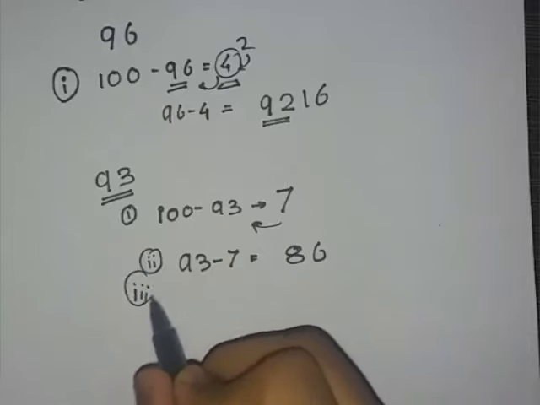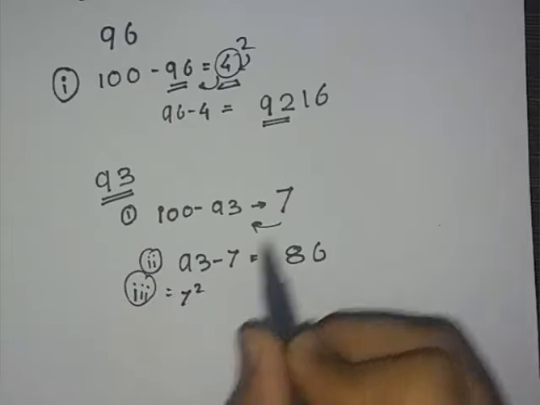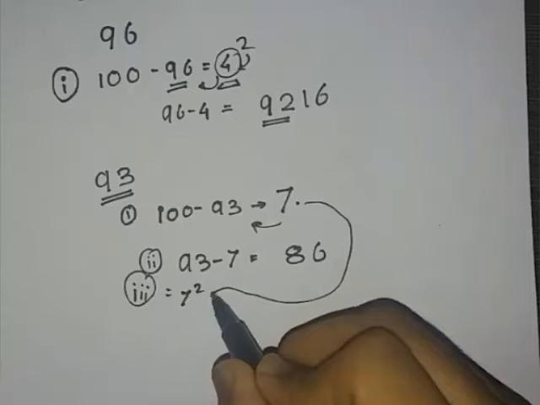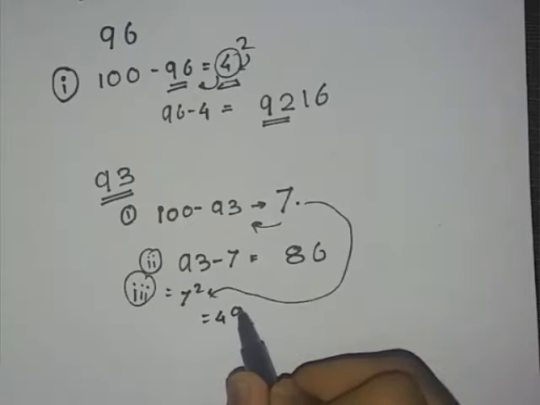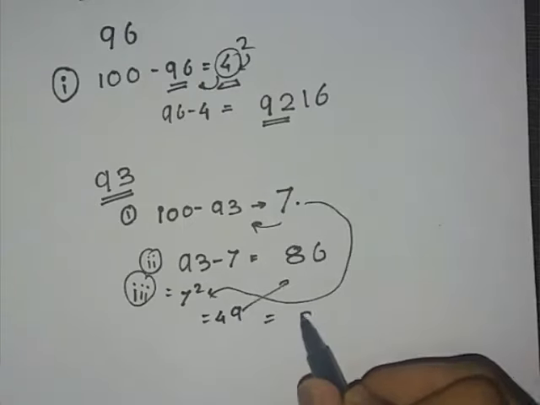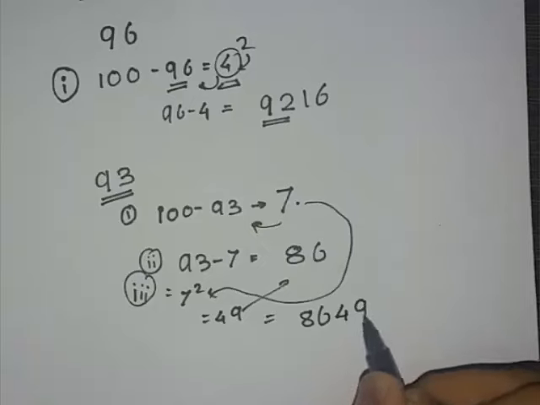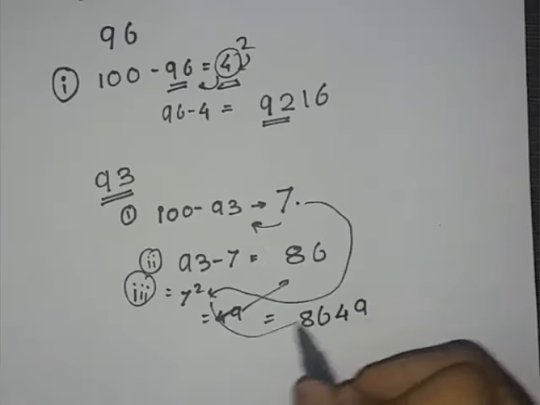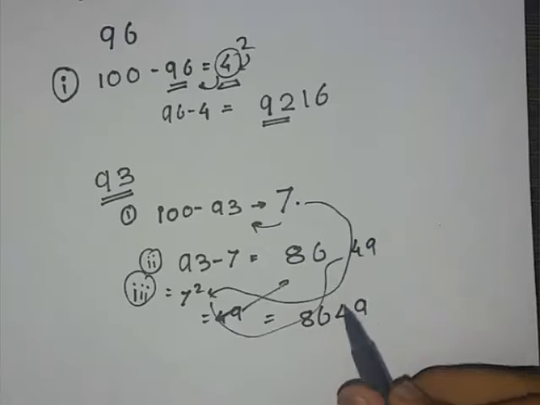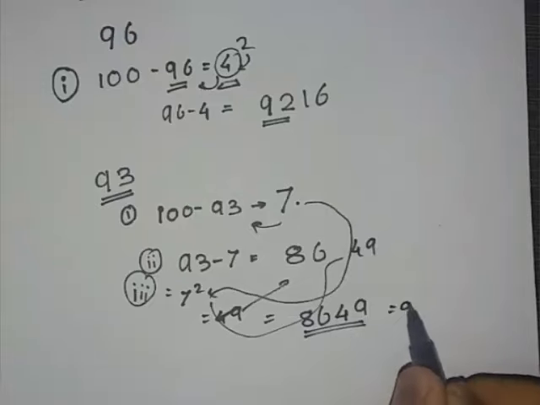And the third step is simply to square the number you got. 7 square equals 49. And combining these two numbers, we get 8649, not 4986. Okay, it's 8649. 8649 equals 93 square.